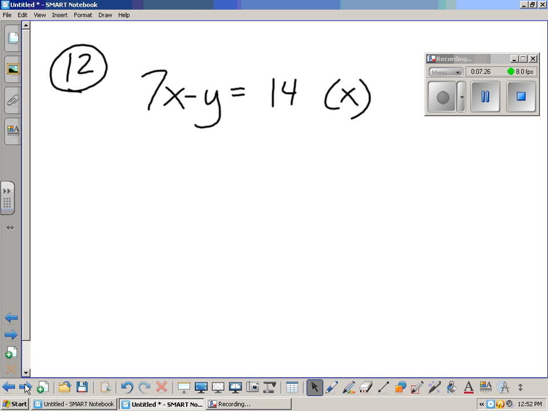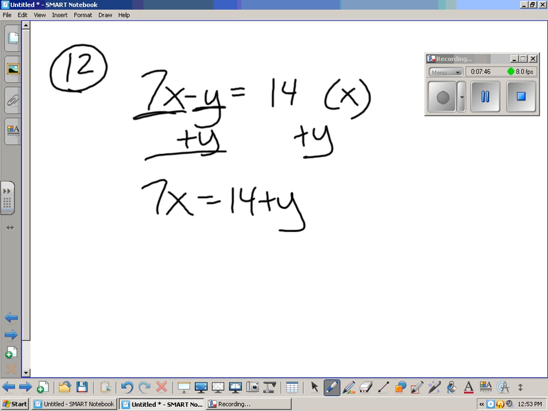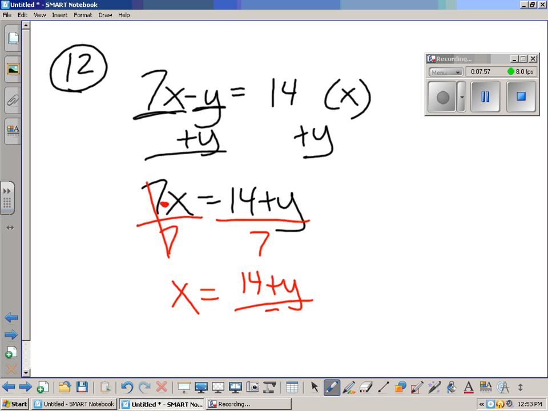Number 12, we're solving for x. These two terms are separated by subtraction, so I know that I'm going to use subtraction or addition to get rid of the y term. Since we're subtracting y, I'm going to add y to both sides. And then the final step for getting x alone is division. That's the inverse operation. And then another way I could have written this was x equals 2 plus y divided by 7, or plus 1/7 y.